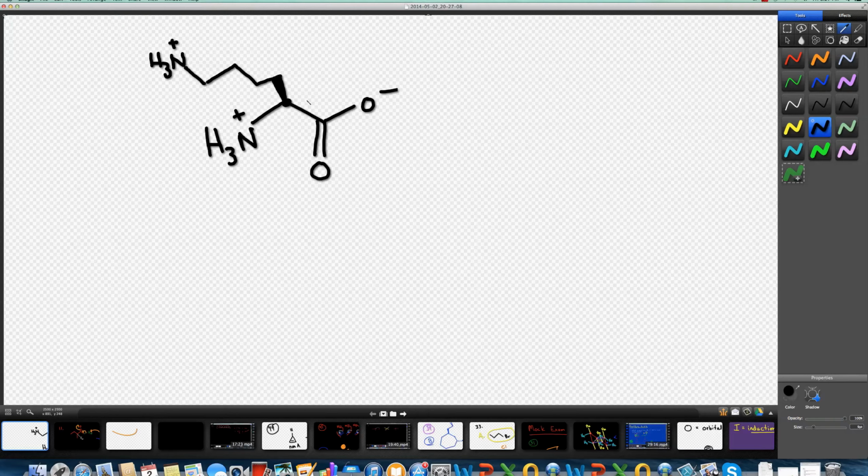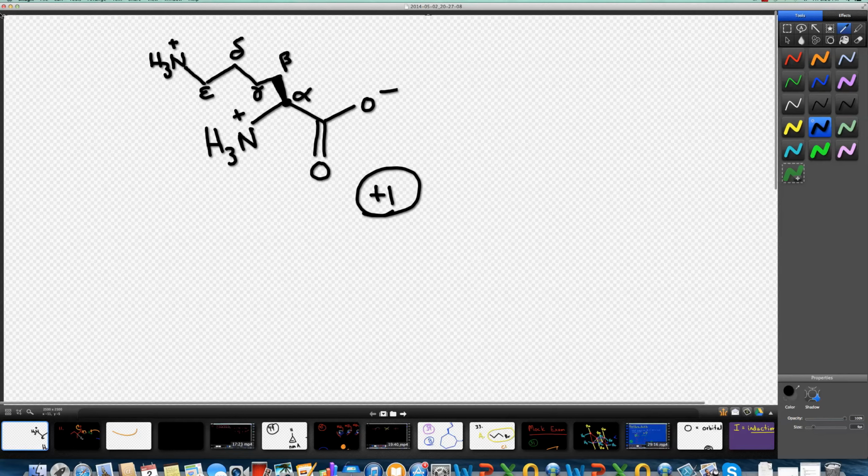Of course, this is the alpha carbon, beta, gamma, delta, epsilon. It's an epsilon amino group. You've got 2 positive charges, 1 negative charge. The overall charge at physiological pH is going to be +1.